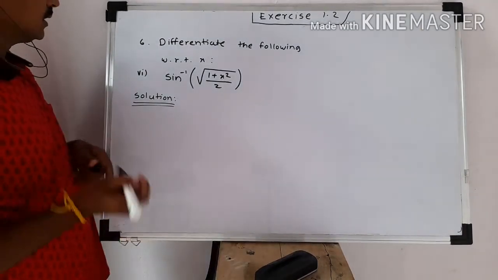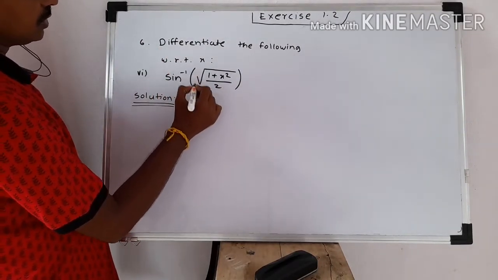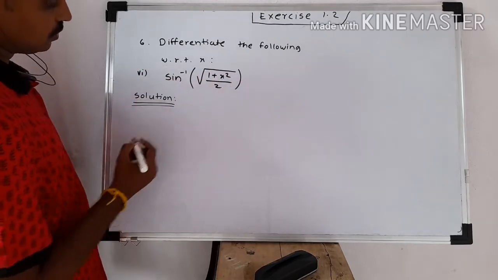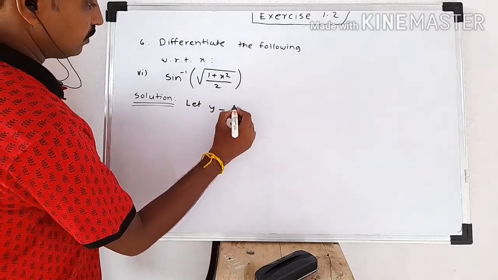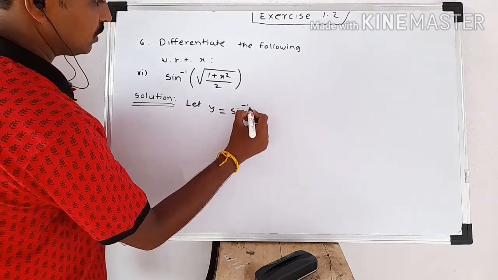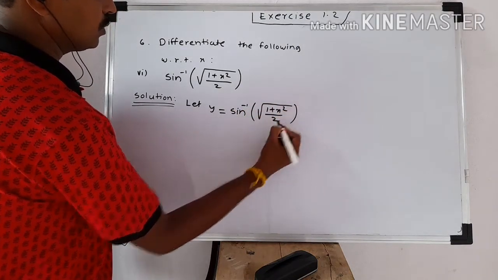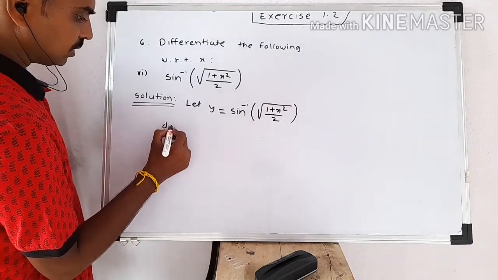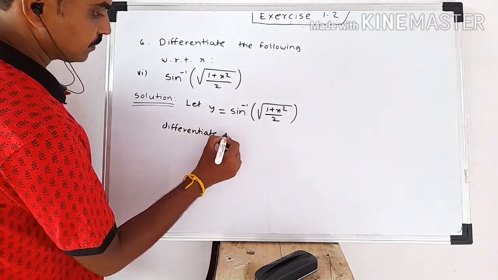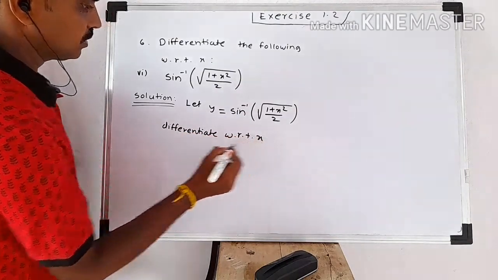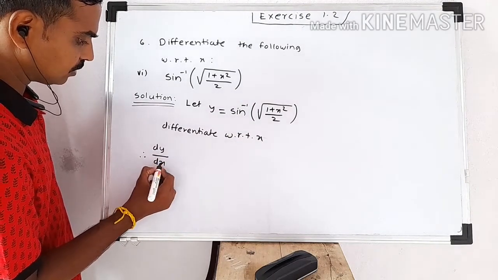Now, the sixth example is sin inverse of root of 1 plus x square divided by 2. First of all, in the usual manner, we will write y equal to sin inverse of root of 1 plus x square divided by 2. Now in this example also we will directly differentiate with respect to x. Therefore, the derivative of y with respect to x we will calculate here.